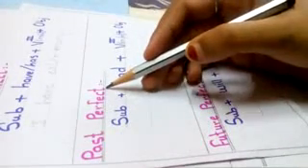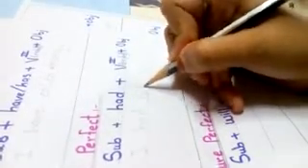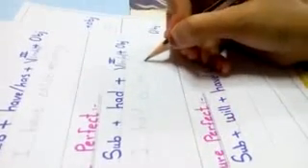Now, past perfect. For past perfect tense, the formula is subject plus had plus V3. Again V3, the past participle form of verb, plus object. Subject is I had eaten mango. See, I'm using the same example for each and every formula. So then it will be easier for you to understand.